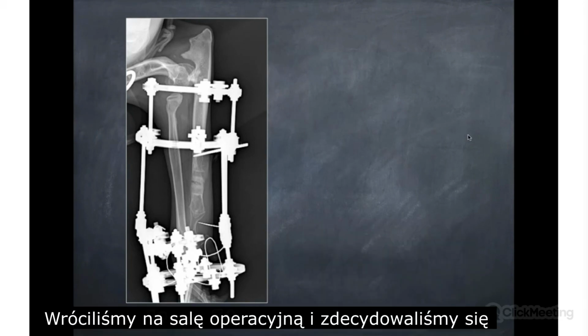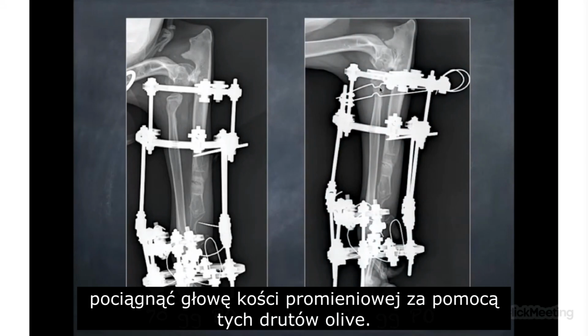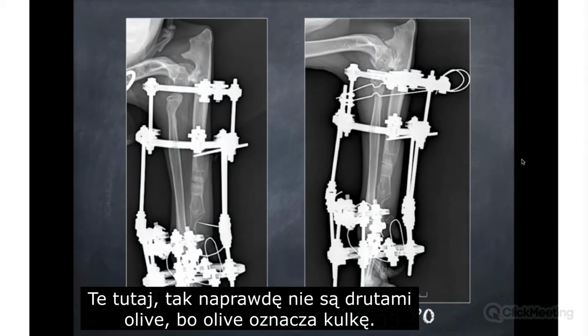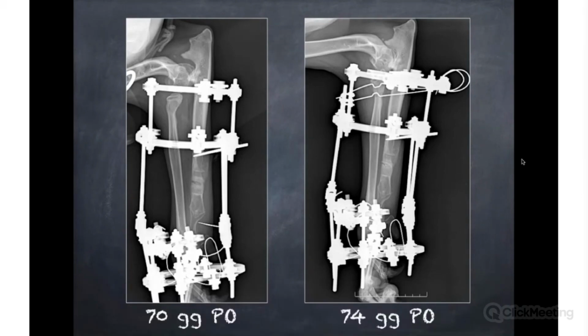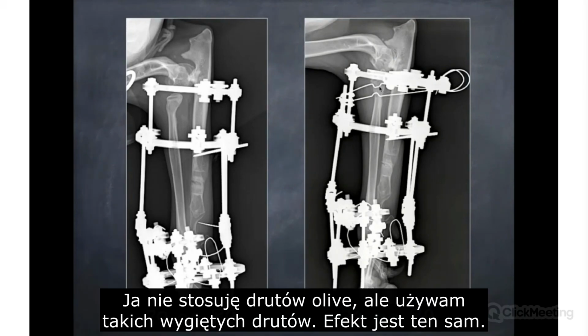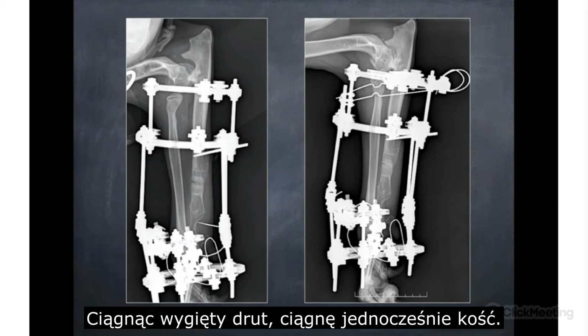We went back to the OR and we decided to pull the radial head by means of these olive wires. What is an olive wire? These are not actually olive wires, because olive means a ball, okay? A ball that doesn't pass through the bone, and if you pull on the wire, the ball will push the bone. I don't use olive wires, but I use these bent wires. The effect is the same. If I bend the wire and I pull on it, I can pull the bone, okay?